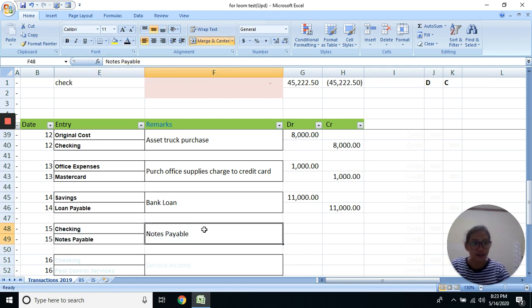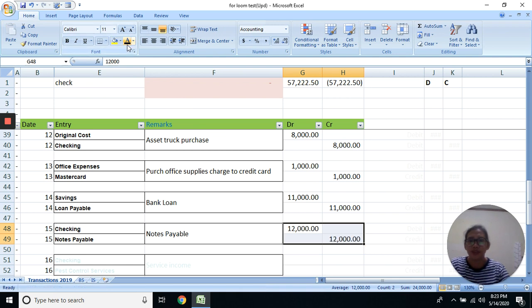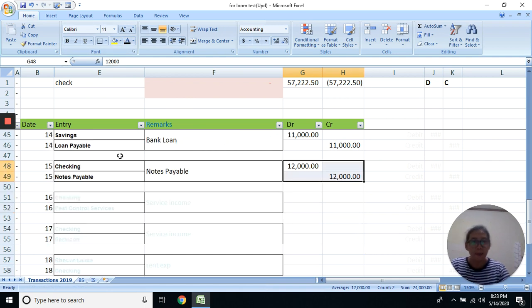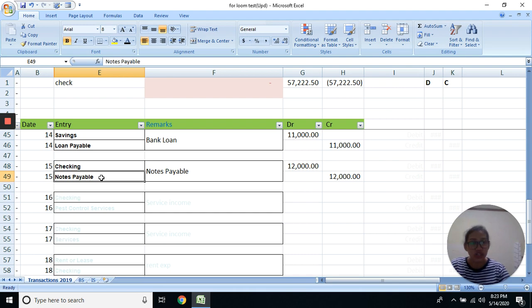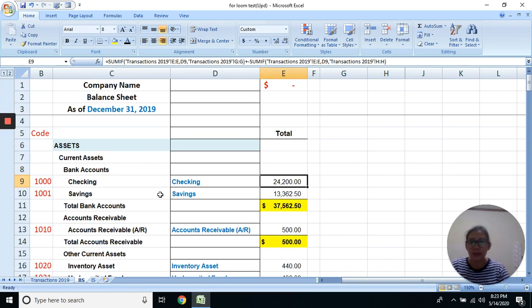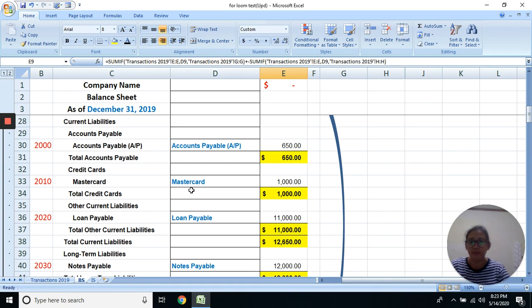So we have another notes payable amounting to 12,000. So we deposited the fund to our checking account, which results in an increase of 12,000 in our checking account, and an increase on our liability notes payable of 12,000.